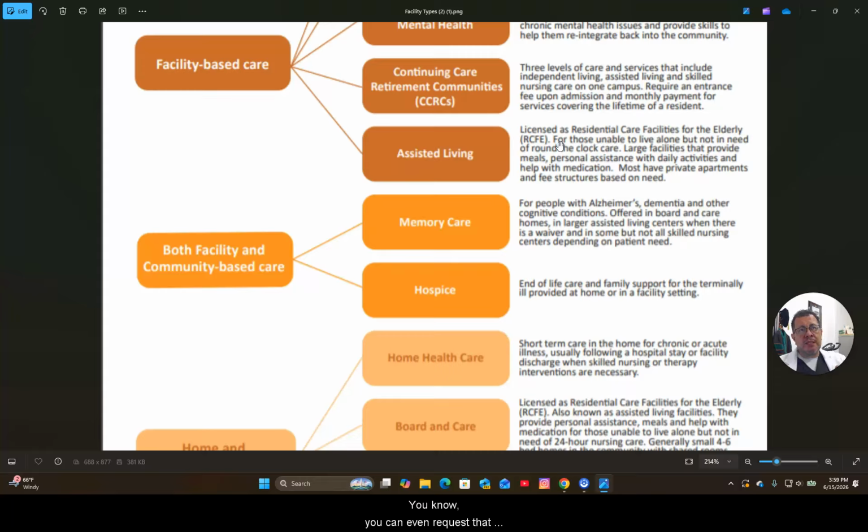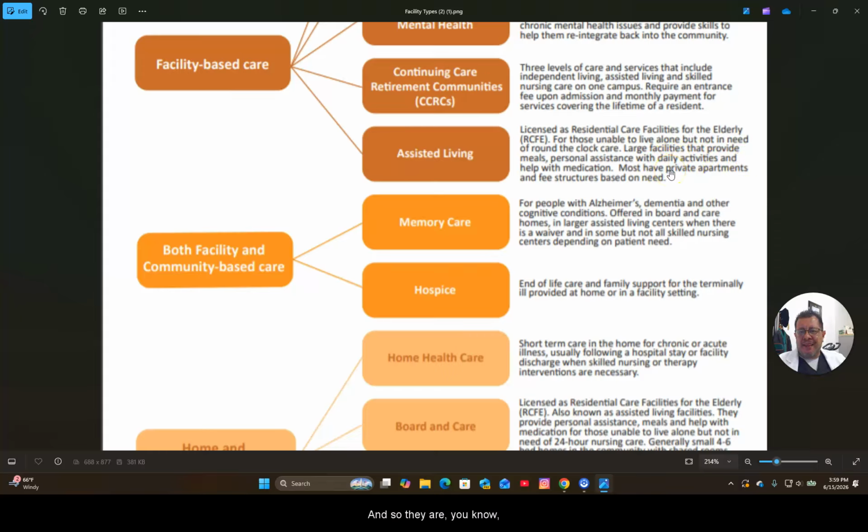You can even request that you get your medication by going downstairs in the lobby instead of taking it on your own. Or your family can request this. These places are amazing. I've been to some assisted living places, oh my gosh, that look like resorts. I was like, I want to be here.